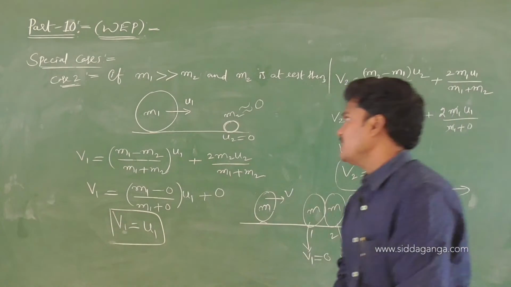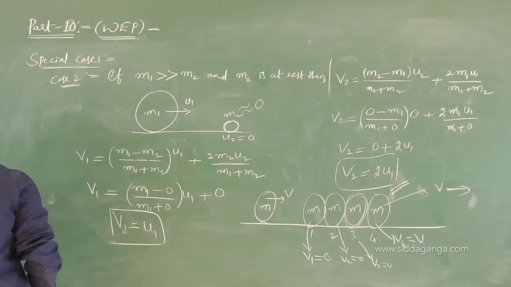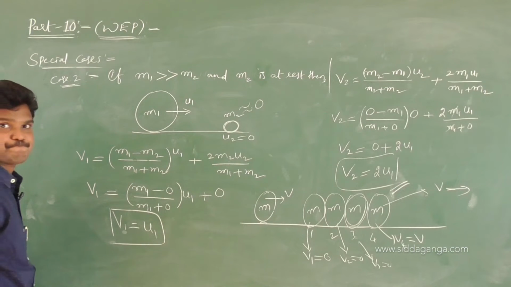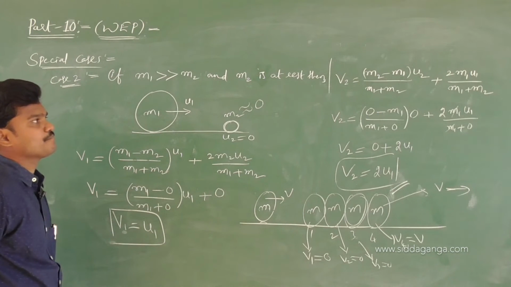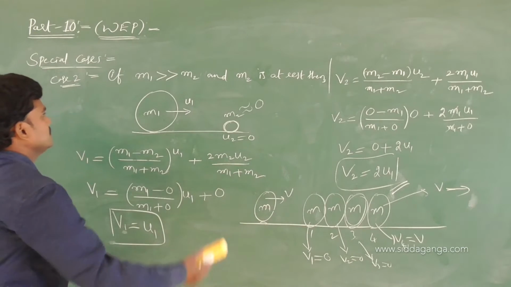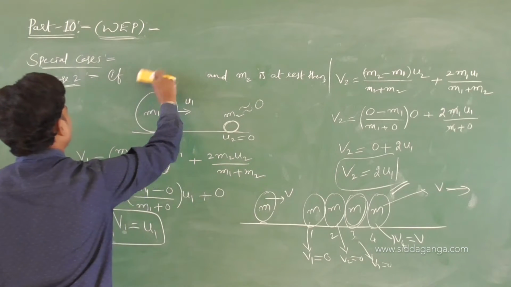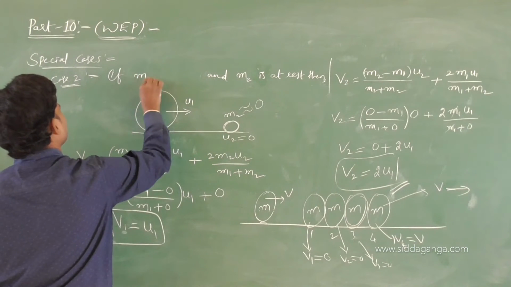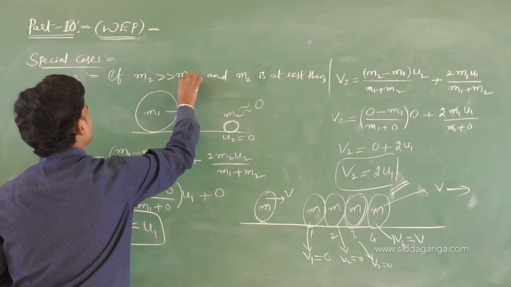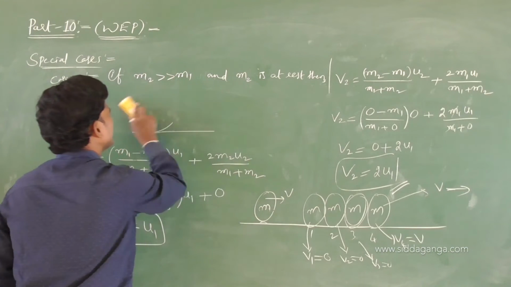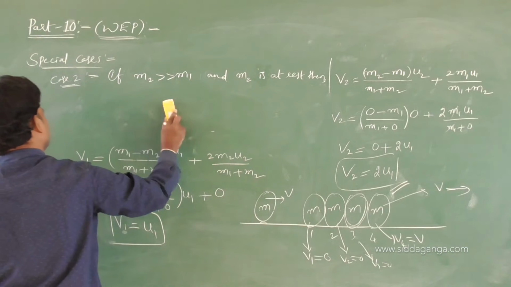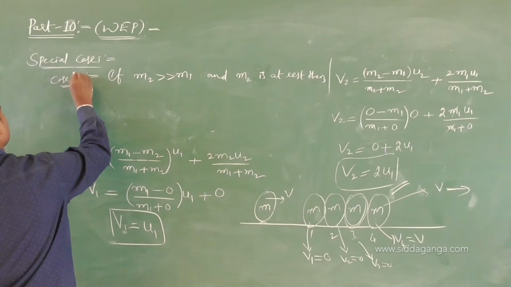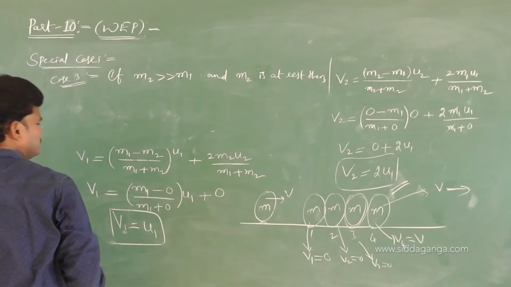And see one more condition here. Let us see the reverse condition. Completed this. Do the reverse: m2 greater than m1 and m2 is at rest. Write the next case, number 3. Simple things these are.